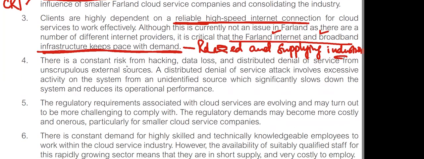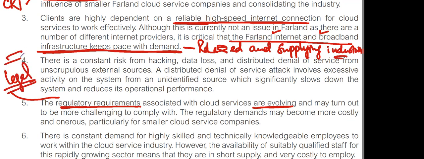There's a constant risk from hacking, data loss and distributed denial of service. Regulatory requirements are evolving. So from a PESTLE perspective, this could pose a legal risk, costly and onerous.